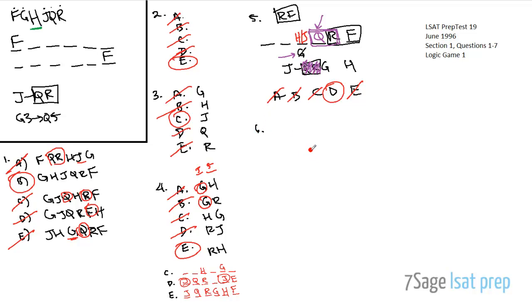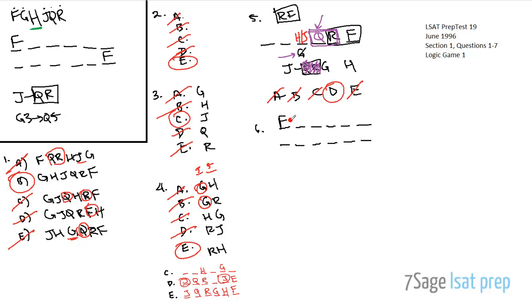Question 6. If the inspection of G and H are scheduled, not necessarily in that order, for days as far apart as possible, which of the following is a complete and accurate list of factories, any one of which could be scheduled for inspection on day 1? Okay. So basically, they want us to put G and H as far apart as humanly possible, right? So remembering that we have 2 scenarios. That's going to happen in 2 different ways.